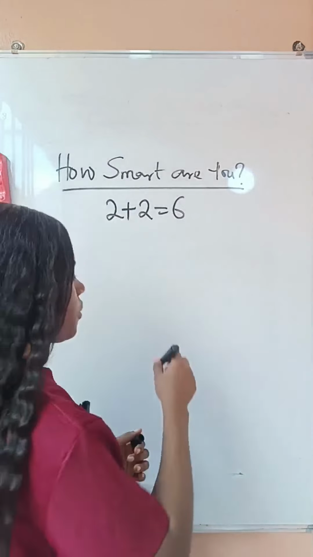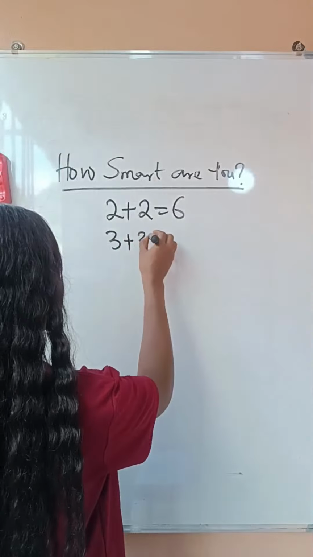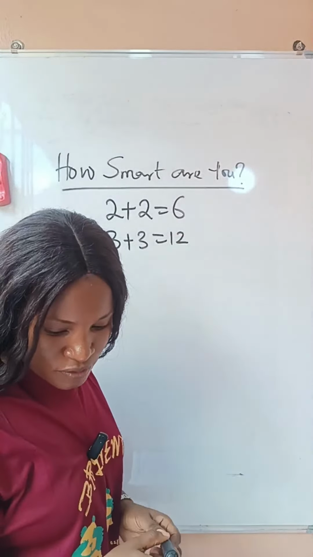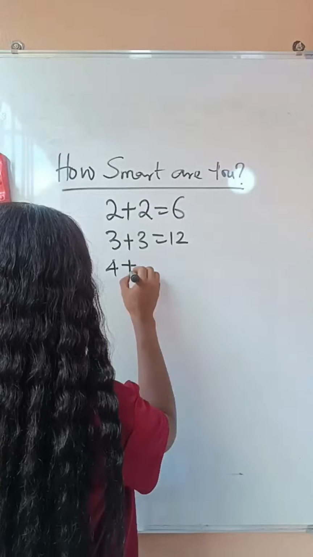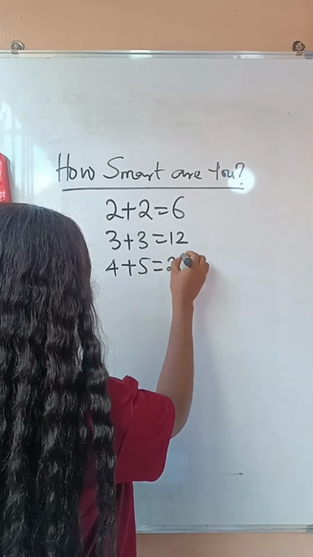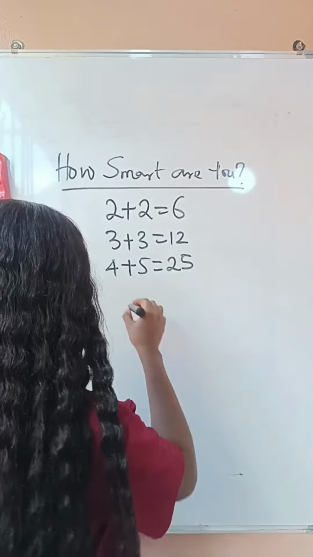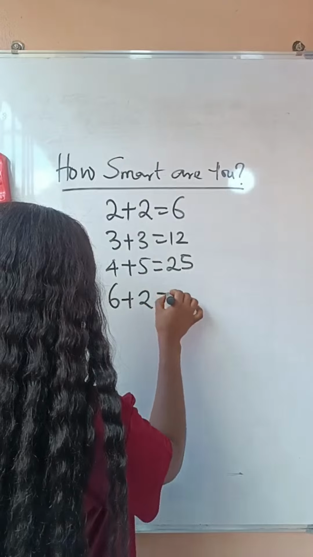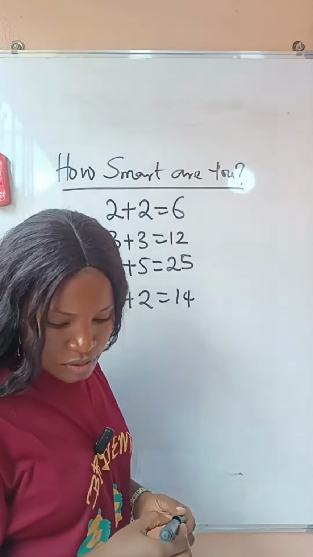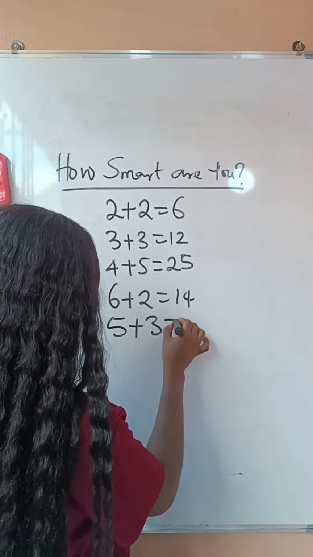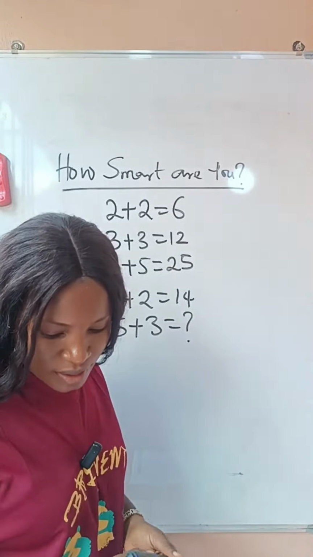3 plus 3 equals 12. 4 plus 5 equals 20. 6 plus 2 equals 14. So we are asked to find 5 plus 3. What is 5 plus 3?